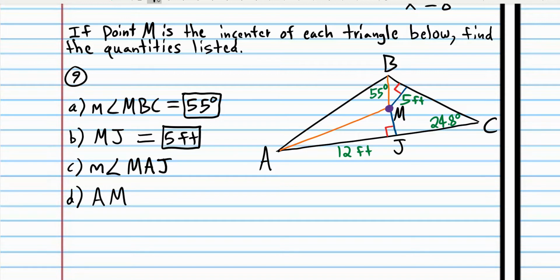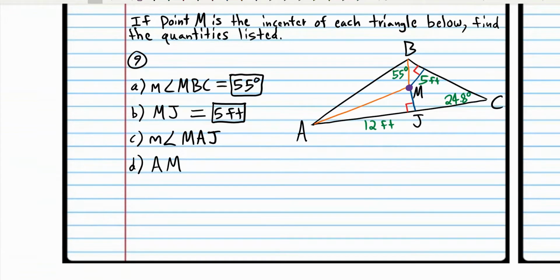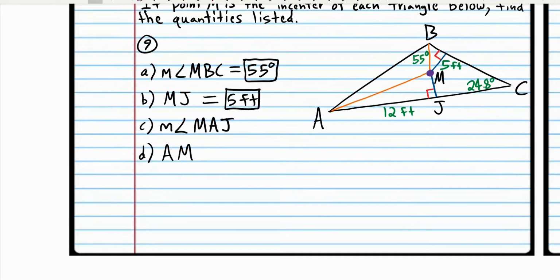Now we want the measure of angle MAJ. That's this angle here. Okay, but we don't know anything about this angle, or especially not this angle. But we do know this angle is 24.8, and if we multiply 55 times 2, we can figure out this whole angle, angle B. Then we can use the triangle sum theorem that we learned in a previous class. And then we can just find this total angle and then divide it by 2, because again, we know that this is an angle bisector. So I know that's a lot to think about, but let's go ahead and write it out.